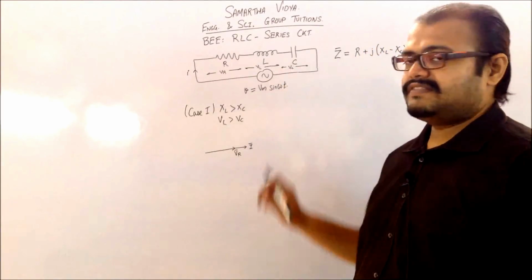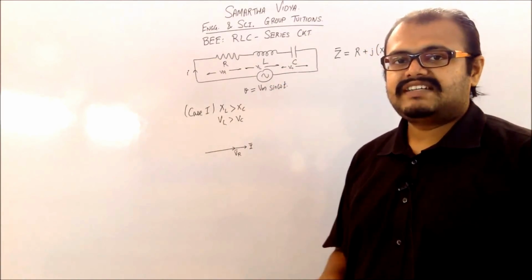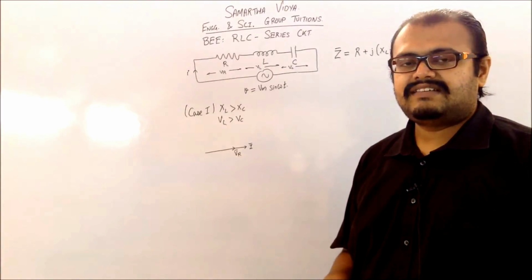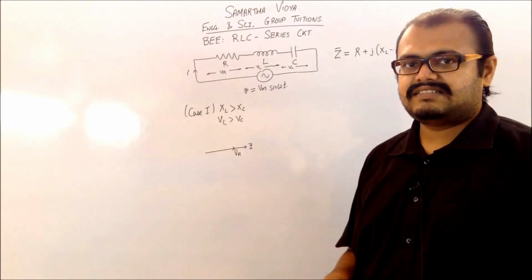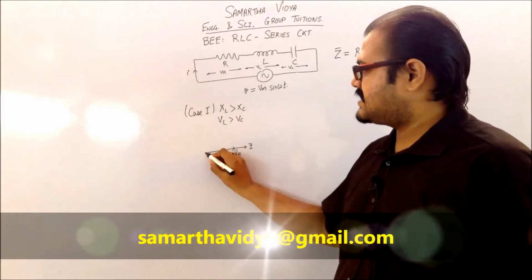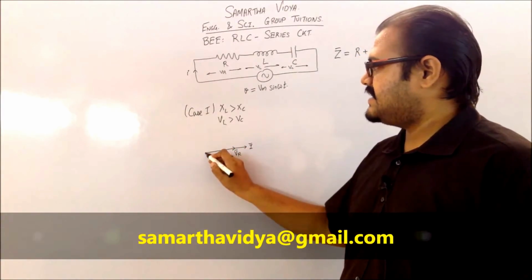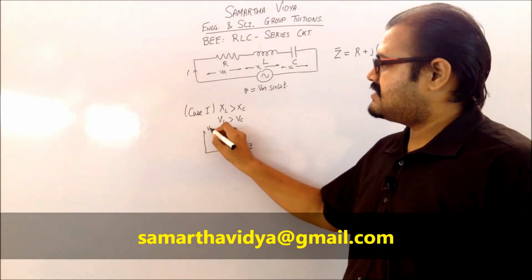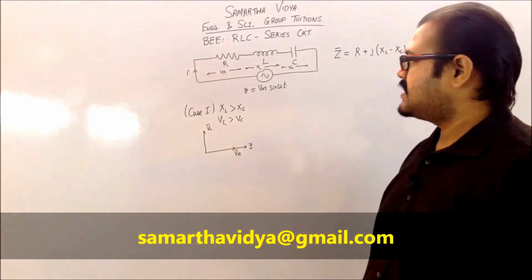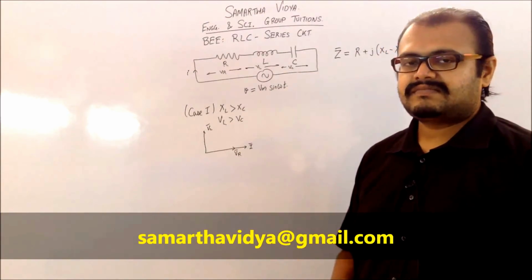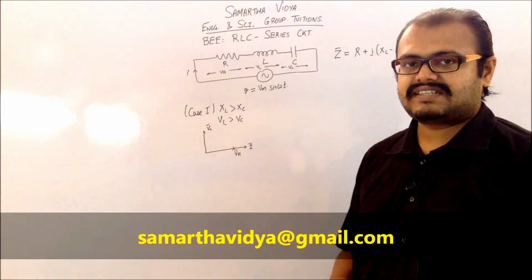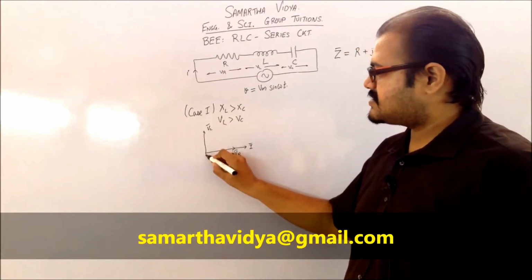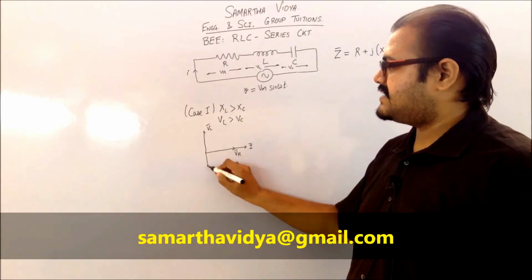Next, going to our VL, that is the voltage across the inductance. So we'll be having the inductance voltage, which will always be leading the current by 90 degrees. So this will be my VL bar. And going to our VC, the VC is the voltage across the capacitance. So it will be represented by the voltage which is going to be lagging the current by 90 degrees.